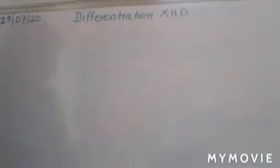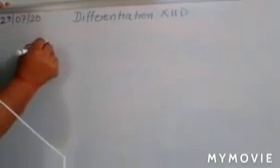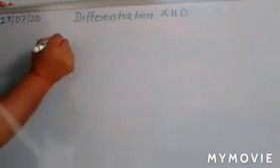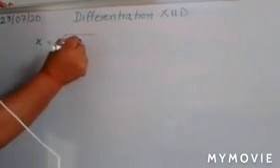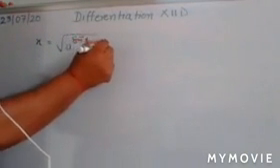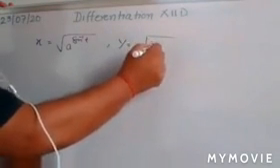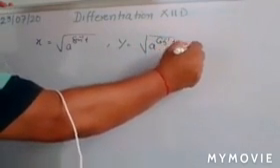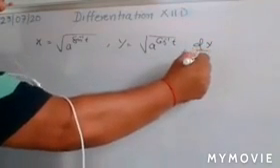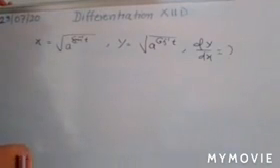So you write: if x is equal to under root a to the power sine inverse t and y is equal to under root a to the power cos inverse t. And you have to find the value of dy by dx.